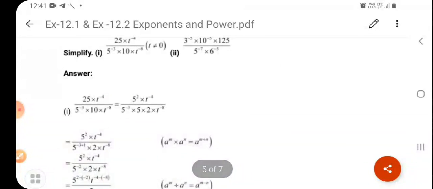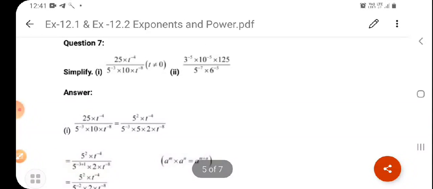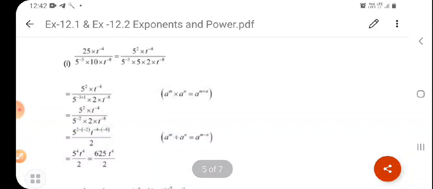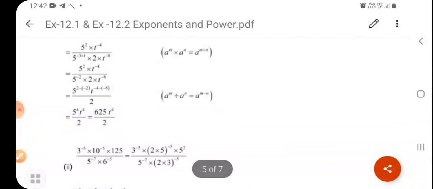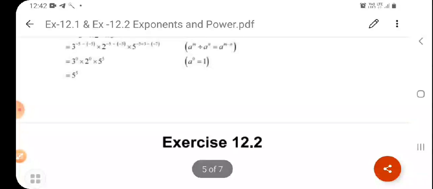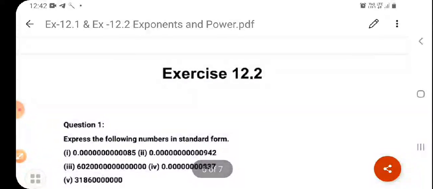Here there is a denominator 5 given, so 25 is changed into 5, as 25 can be written as 5 square. And here 5 to the power minus 3 is in the denominator, so both the powers of 5 will then be added or subtracted using the identities of multiplication and division. The second part is also done in the same way.